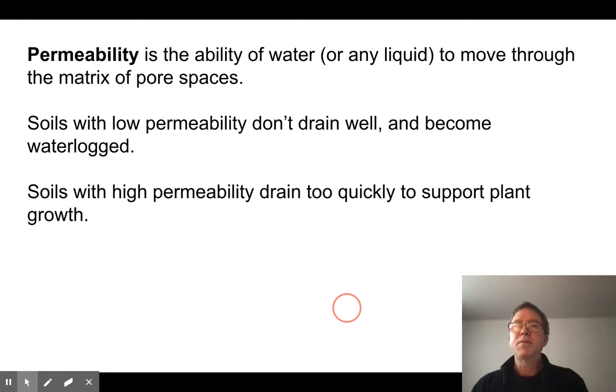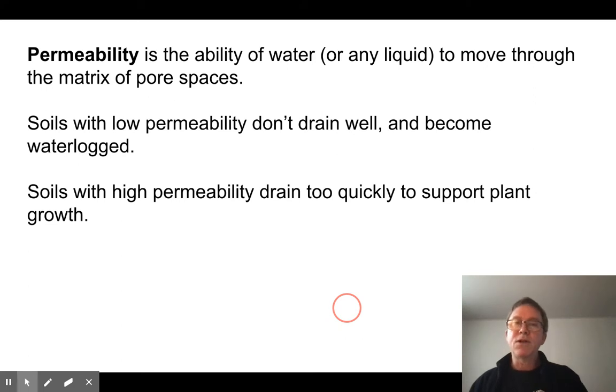Permeability. So permeability, you can think of it as, is water permitted to flow through. Permeability is the ability of water or any liquid, really any gas too, any fluid, to move through the matrix of pore spaces. These pores are interconnected, and permeability is a measure of how well water, and we'll just worry about water, can flow from one pore to the next. So therefore, it makes it through the soil.